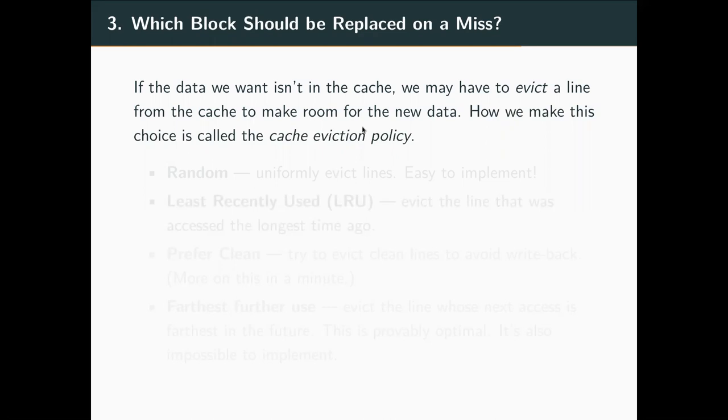So the times that we do have to evict a line are when the set that we want to put it in is full. So if it's two-way set associative and we already have two things in the set, for this cache line, we have to then get rid of one of them to put in the new value. So we'll talk about 4 different policies. The first one's random. So we just uniformly evict the lines.